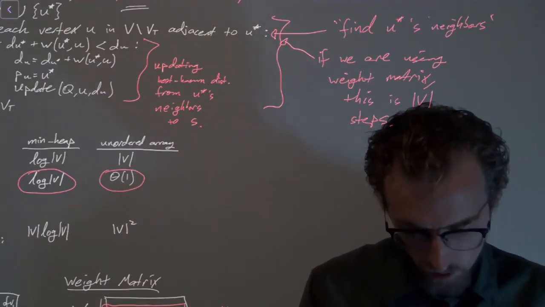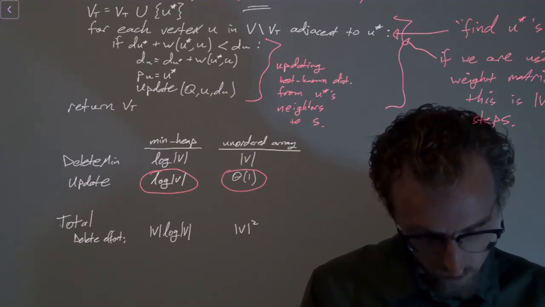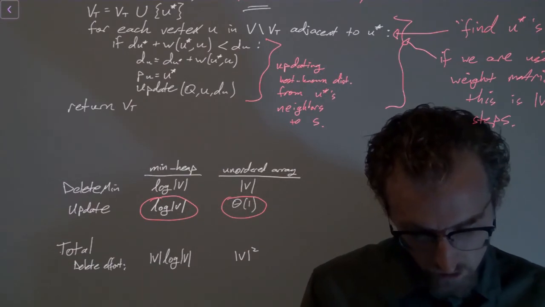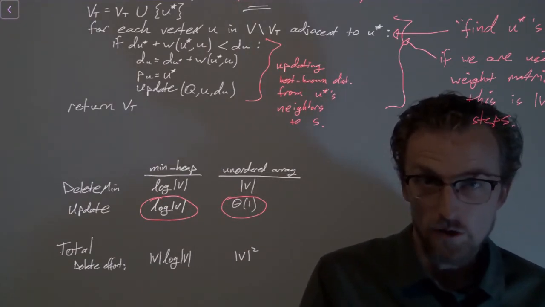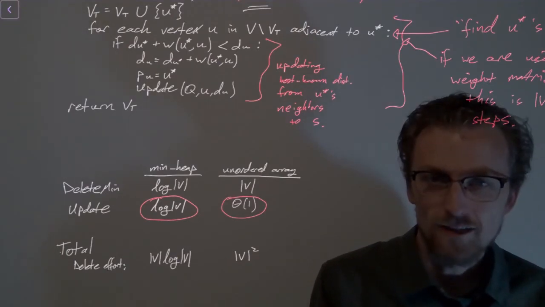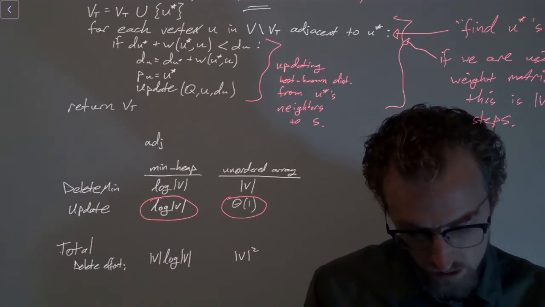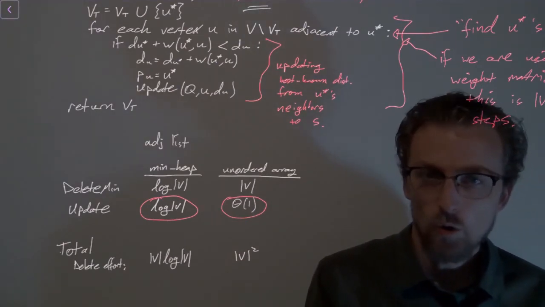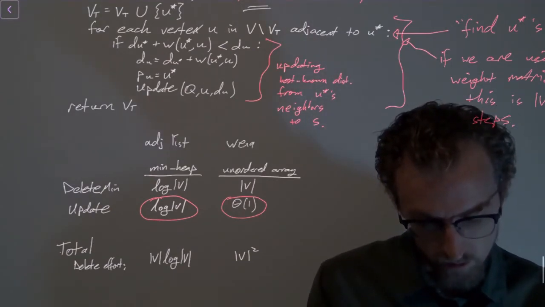And so here's what I'm going to do. I'm going to put in another row here. I'm going to scoot this down just a little bit. And I'm going to give you a hint. Whenever we're using a min heap to represent our priority queue, we want to use adjacency lists for our graph. So I'm going to put here adjacency list. And whenever we're using an unordered array, we can use a weight matrix. So here we'll use a weight matrix.